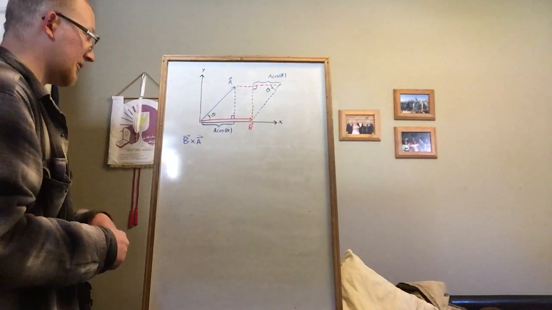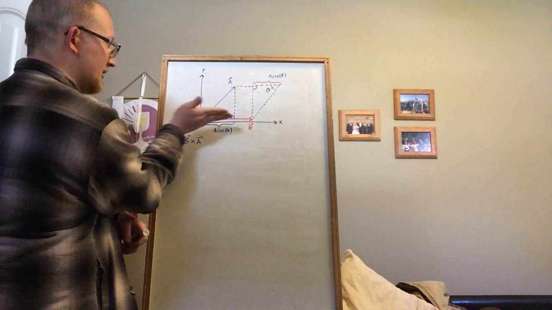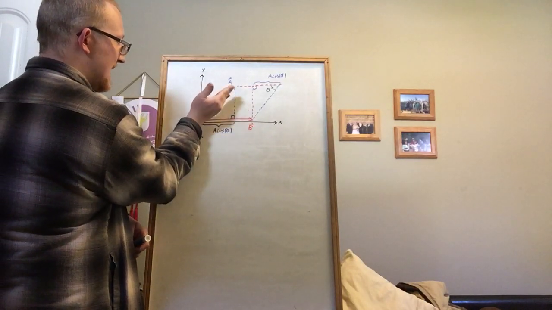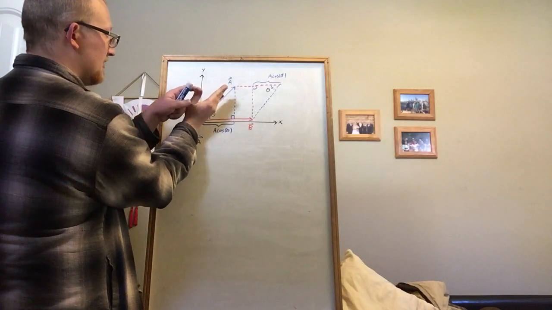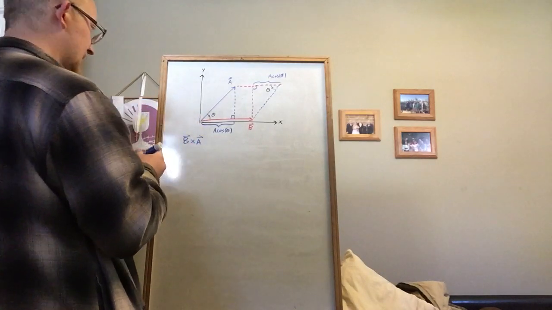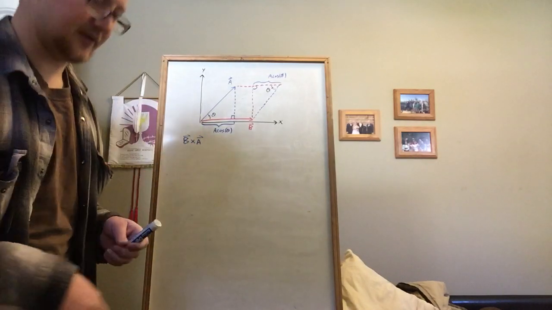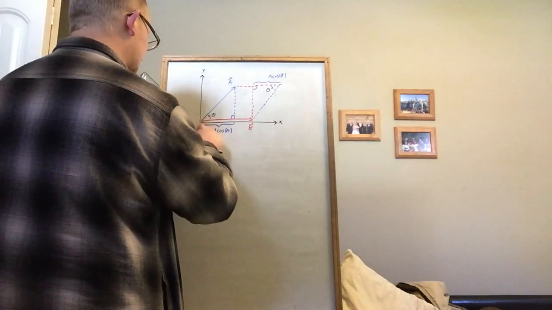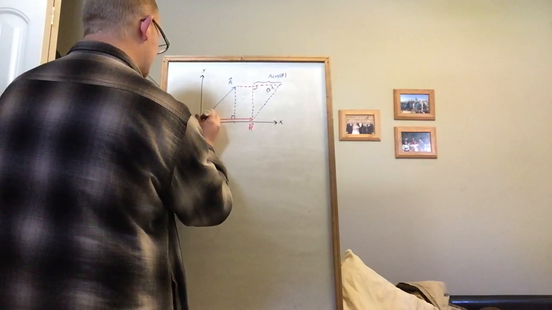If we're doing B cross A, we point our fingers in the direction of B, and then we curl them towards A. B cross A. We'll notice our thumb is pointing out of the board. And so our resultant vector B cross A is going to be pointing out of the board.